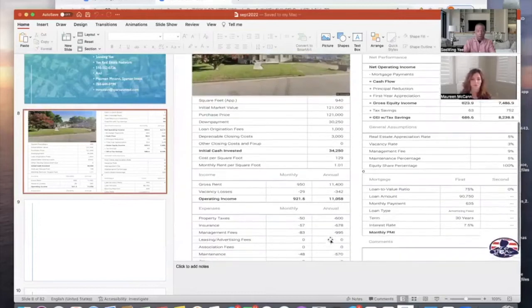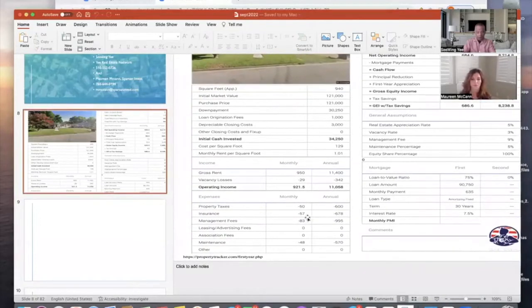So right here, the monthly insurance is $57. The property tax is $50 per month, and then we factor in around 5% maintenance on an annual basis that can come out of your rental income to fix any minor fix-up costs, and also the vacancy factor, 3% of the annual rent. So that comes out of the monthly debt service, and then the property management fee, which comes up to $83 per month, as long as your property gets rented, and of course your monthly mortgage is $635.